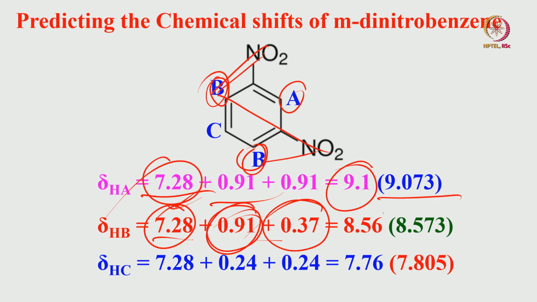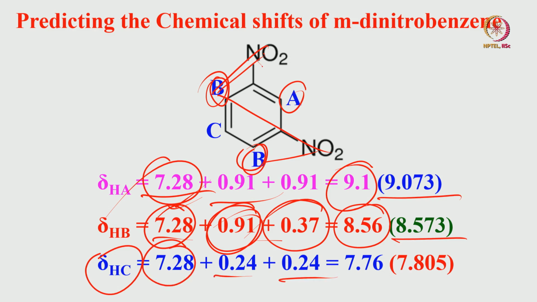Finally, if you add this, this is the value you are going to get, 8.56, and look at the experimental value, 8.573. Same way for proton C. What is happening is both of them are in the meta position. Base value you take 7.28, add the meta position value, two of them, it turns out to be 7.76, and what is the experimental value? 7.805. Fantastic.